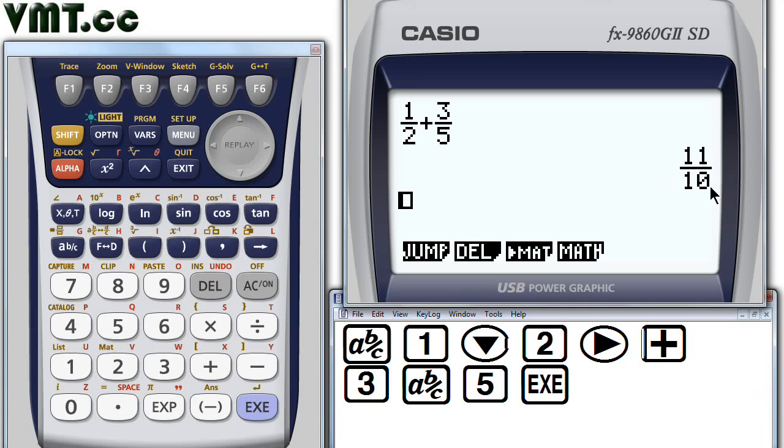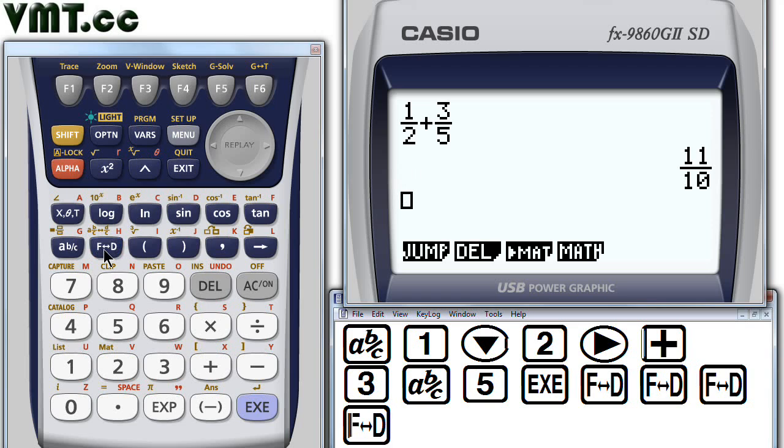To change this into decimal, press this key, the fraction to decimal, decimal to fraction conversion key. The answer is 1.1. And you can toggle between decimals and fractions by pressing this key. Now, since this is an improper fraction, I can also rewrite it as a mixed number. To do that, press the Shift key and then the fraction decimal conversion key. The answer is 1 1/10.